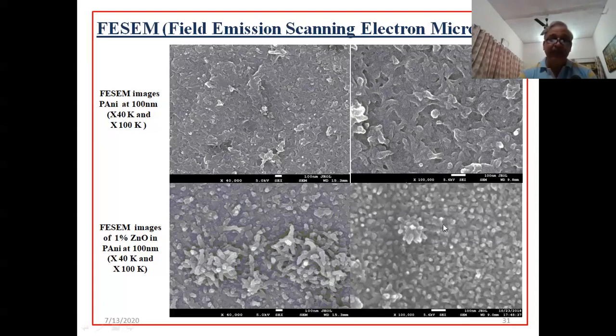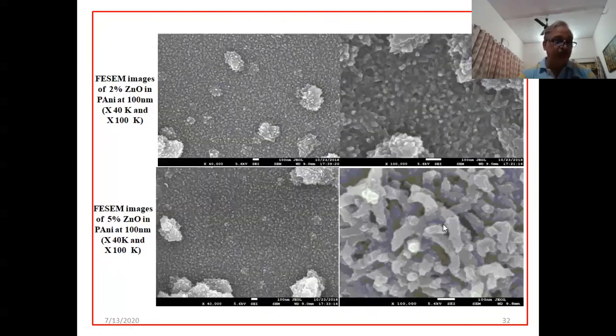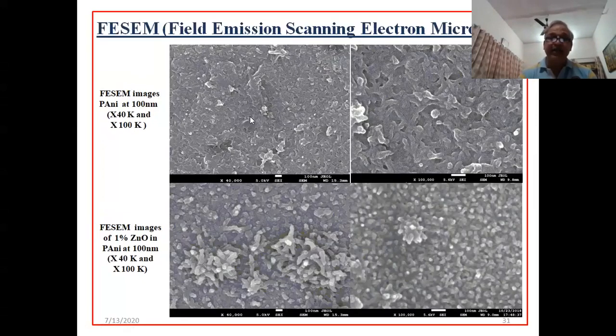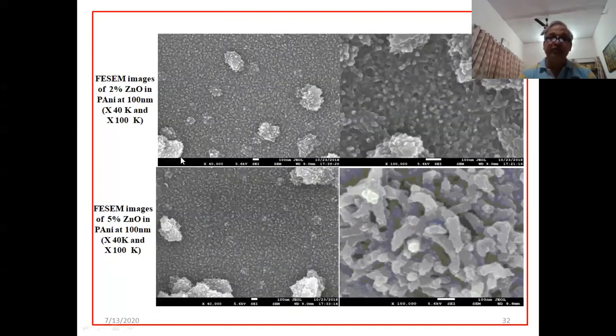With an increased percentage of ZnO, at 2%, the areal density of flowers increases. In the last figure we get only one flower, but here we get 1, 2, 3, 4, 5, 6 flowers. Many more flowers are observed when we dope with a higher percentage of ZnO.